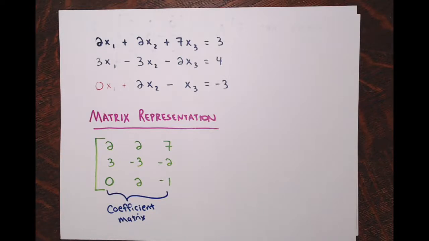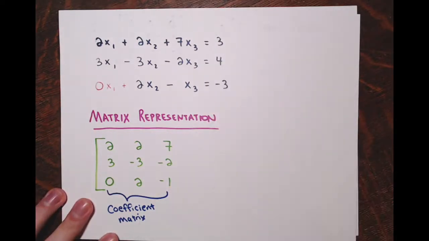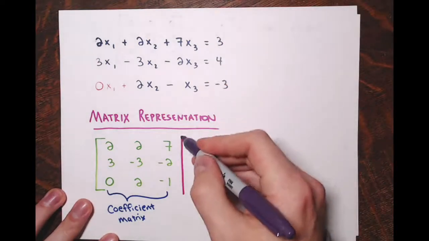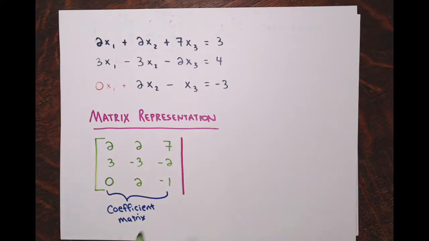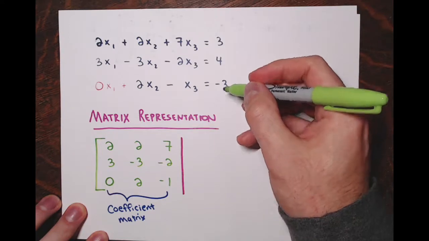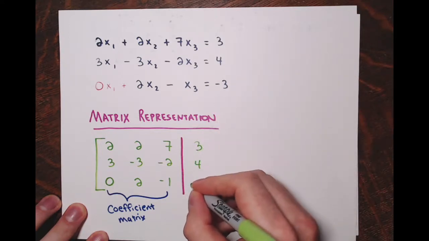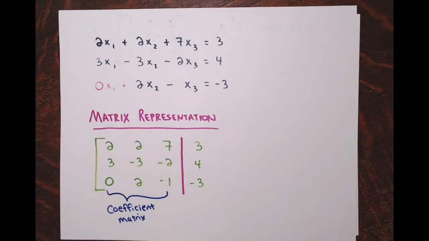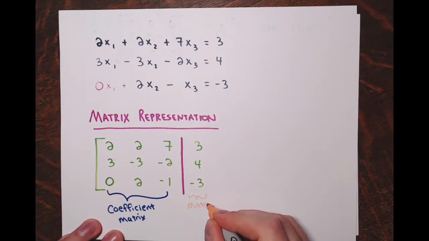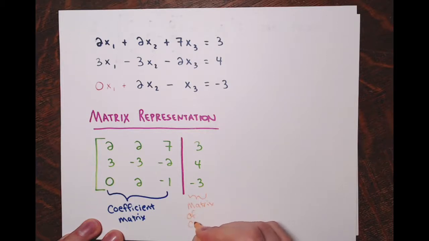This is a 3 by 3 here. But I'm going to make it into a 3 by 4 by adding something on, augmenting it. I'll put a little bar here, representing where the equal signs would be. And then on the other side, I'm going to put the column matrix of the constants: 3, 4, negative 3. And over here, this is the matrix of constants, or constant matrix, whatever you want to call it.